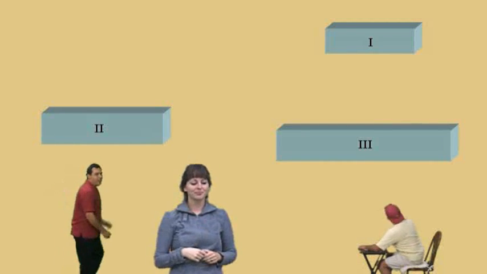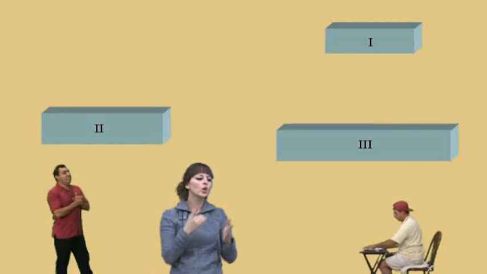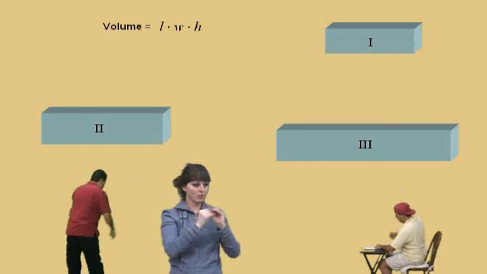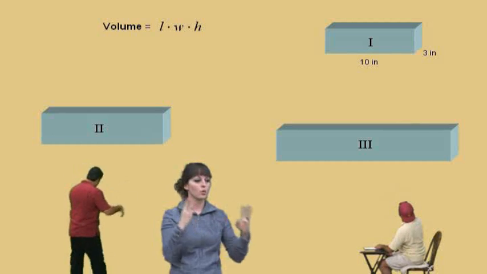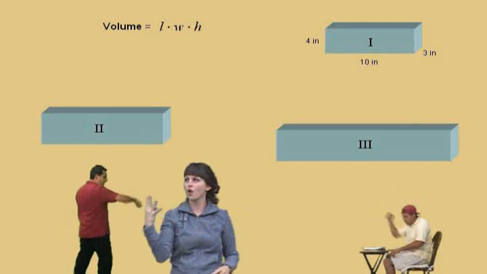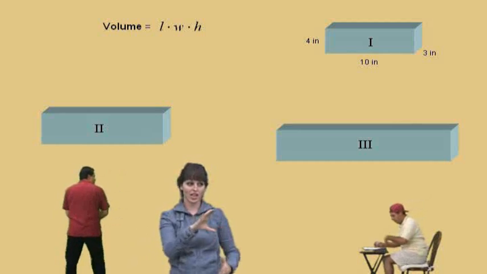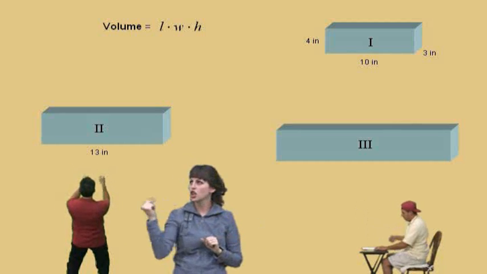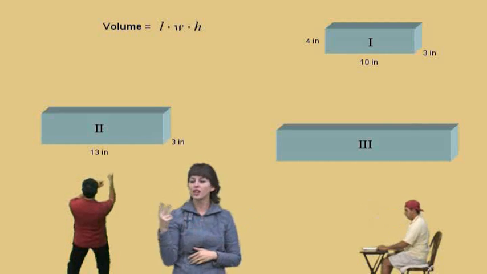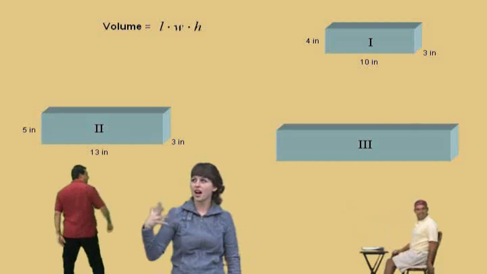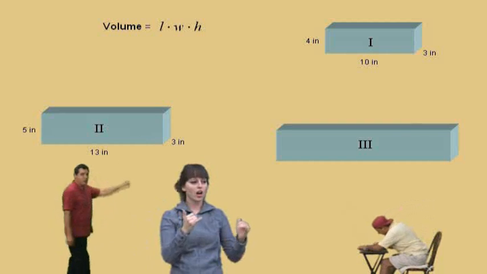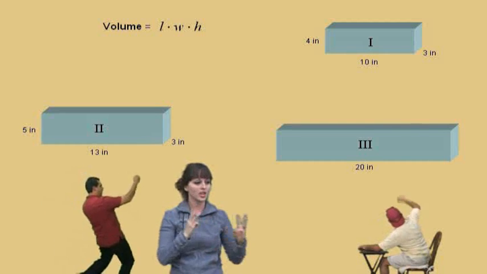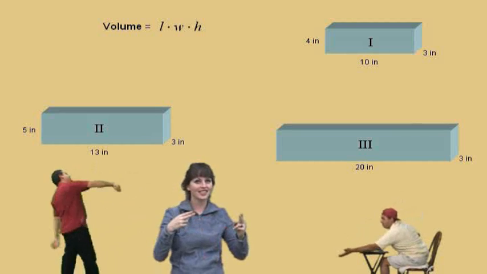There we go. Okay, Charlie, what are the dimensions for rectangular solid number 1? What's the length? 10. Okay, and the width? 3. And the height? 4. Very good. Here we go. Rectangular solid 2. What's the length? 13. And the width? 3. And the height? 5. There you go, Charlie. Okay, now we gotta do this third one over here. Give us the length? 20. And the width? 3. And the height? That would be 6. Very nice, Charlie.